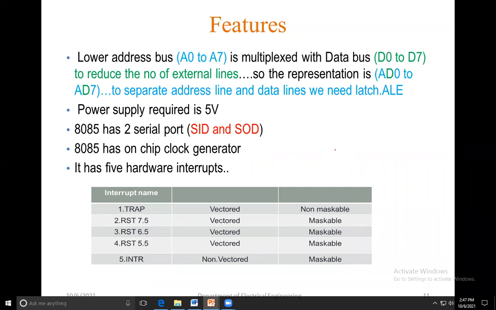So TRAP is a non-maskable interrupt in your 8085. So how do we use the non-maskable interrupt? What is meant by the interrupt? It is such a program that you have to execute step by step, and you will get the output there. This is called the non-maskable interrupt. So TRAP is one of the non-maskable interrupts, and these others are the maskable interrupts.